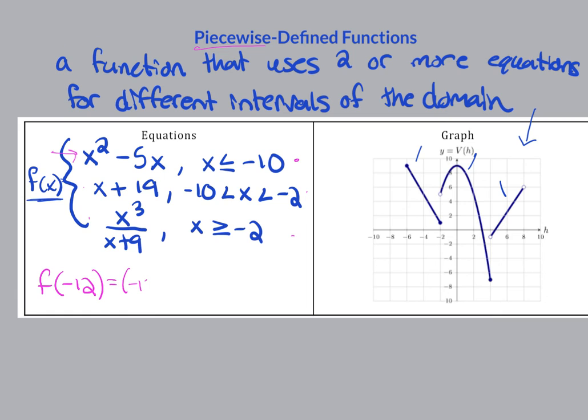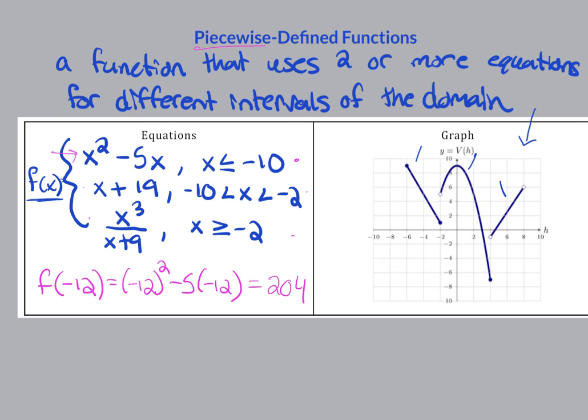So I've got negative 12 squared minus 5 times negative 12. And that should equal positive 204. All right, we're going to do two more of these.